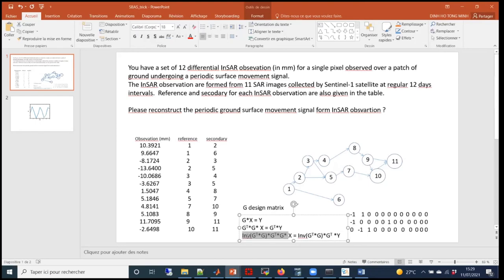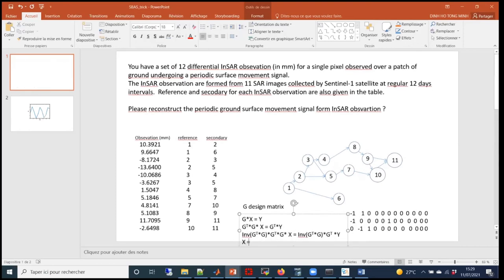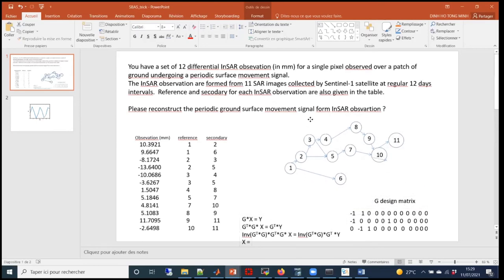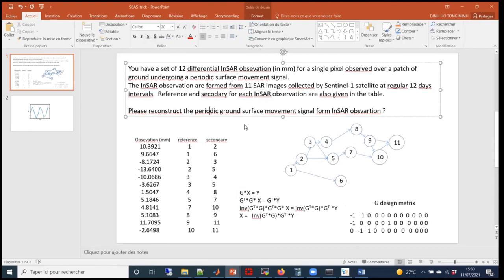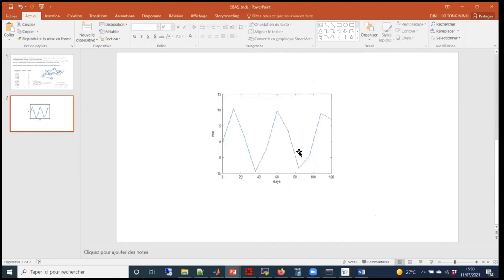So basically, if we multiply like this one, it's automatically gone. So we got this one, it's equal to this one. So that's quite easy. The observation we have is this. And the G matrix is just a design matrix like this one. In this case, we have the parameter we want to estimate, that is the time series as a function of time here. So whenever we are done, we got this one.